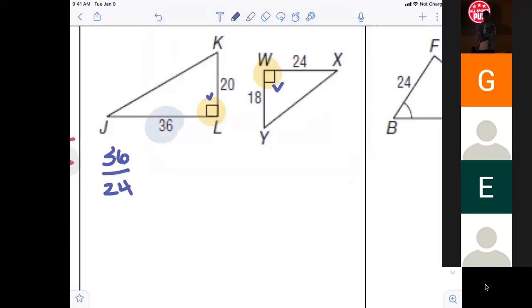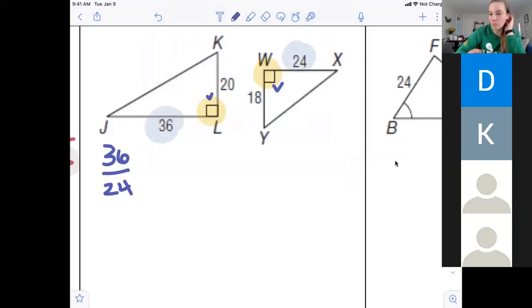Why is it 24? Why is it not 18? Does anyone know? This is what we struggled with last class. My other period did too. Anybody know why we picked 24 to go with 36? It's okay if you don't. We did in the last class, and I think I mentioned this a couple times in our homework, but I don't think it's really connected yet.